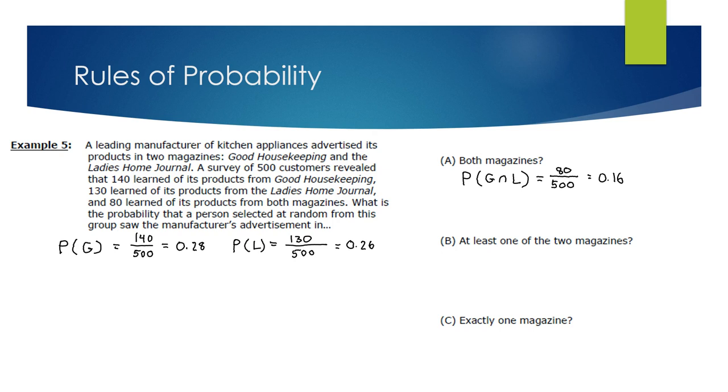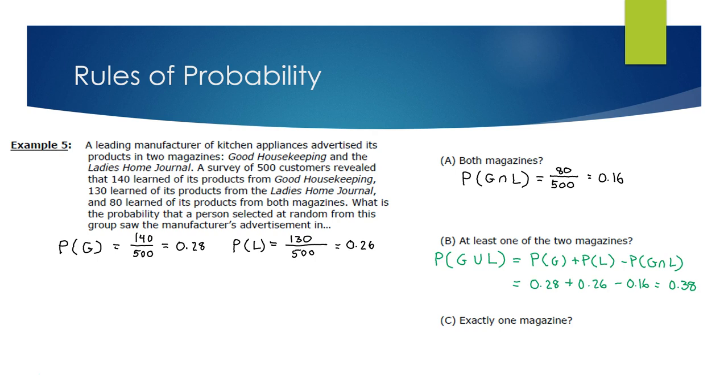Sometimes you're going to start seeing the term at least one, or at least this, or at least that. And sometimes you might have to interpret what that means in order to know what probabilities you're going to need to find and eventually calculate to get the answer that you're looking for. The probability of at least one of the 2 magazines. Now, there's only 2 magazines mentioned, so basically either they learned the product through Good Housekeeping, Ladies' Home Journal, both, neither, one or the other, that sort of thing. So there's no other magazines mentioned.